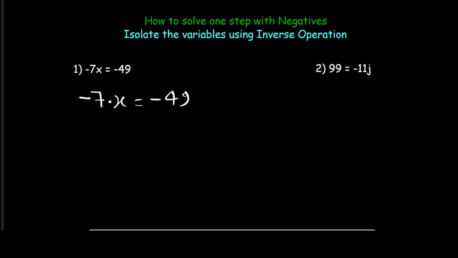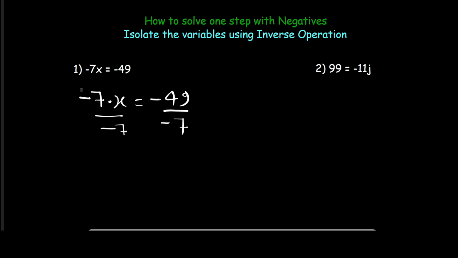So if we take a look here, we see that minus 7 is in multiplication with x. So what is the inverse operation of multiplication? It's division. So we have to divide this side by minus 7 to undo this minus 7, and whatever we do to one side, we have to do the same to the other side. So here I'm dividing both sides by minus 7.